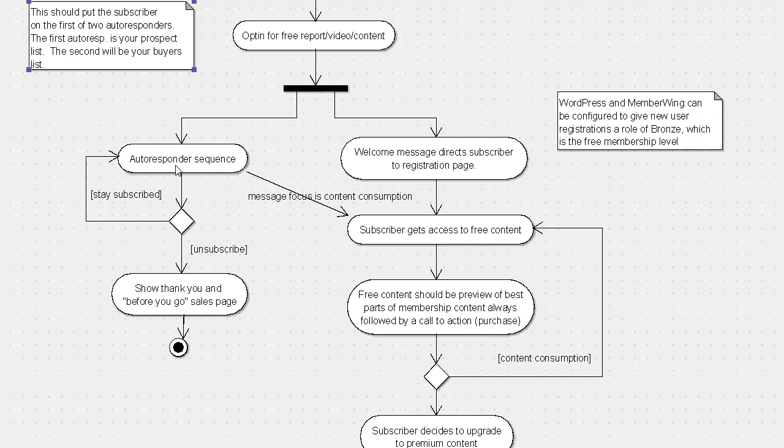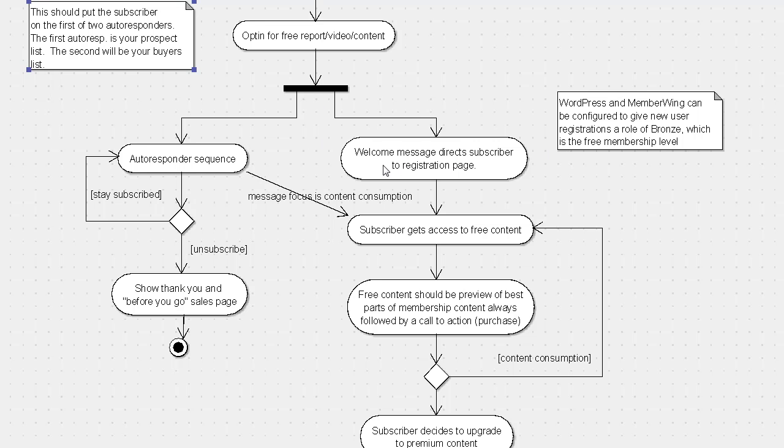It branches out here. The first is that they start on an autoresponder sequence. And as long as they don't unsubscribe, they just keep getting this autoresponder sequence. There are a lot of different tutorials out there about how to set these up, how long they should be, how frequently you should send messages, and so on. So I won't go into any of that. If they unsubscribe, I always suggest trying to send them to a thank you but before you go type sales page, where you try to get them one last time to take some action.